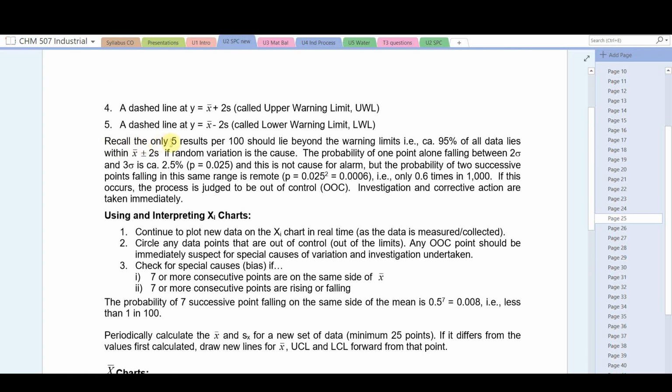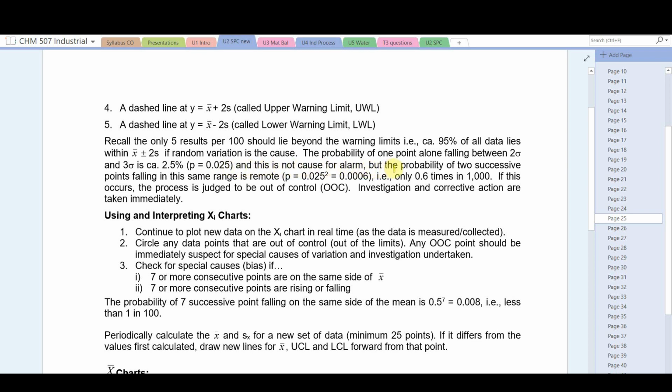So remember that only 5 results per 100 should lie beyond the warning limits. That is, about 95% of all the data lies within x bar plus or minus 2 standard deviations, if random variation is the cause. If you remember your normal distribution, the probability of 1 point alone falling between 2 sigma and 3 sigma is 2.5%. P is 0.025, and this is no cause for alarm.